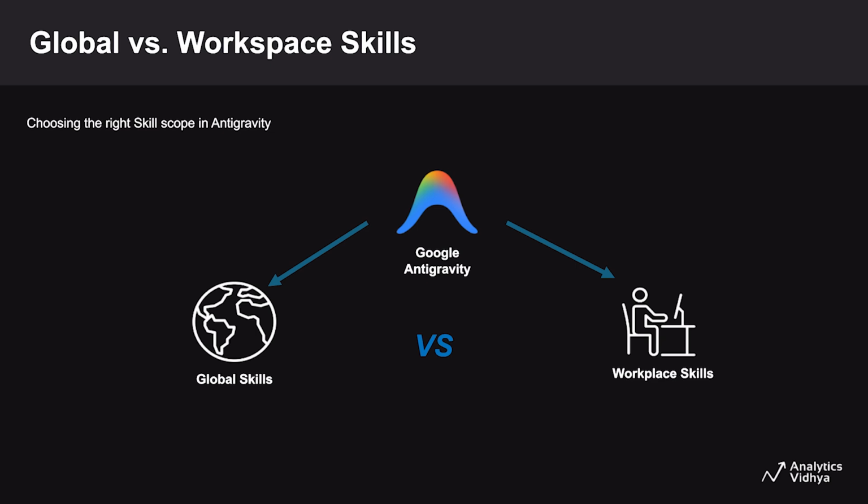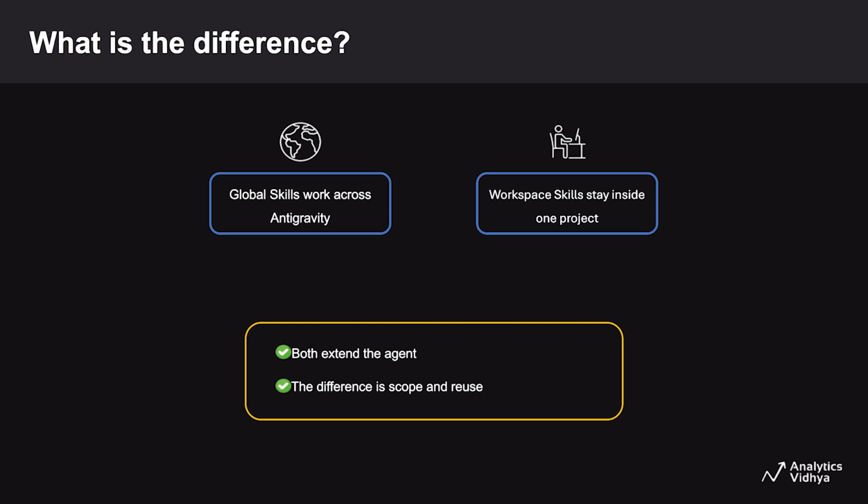Global skills are meant to be reused across workspaces, while workspace skills are meant to stay inside one specific project. So, the choice is not about capability, but about the scope, whether you want a skill that works everywhere or one that is tailored to a particular workspace. Both global skills and workspace skills do the same basic job. They extend what an anti-gravity agent can do. The difference is where they apply.